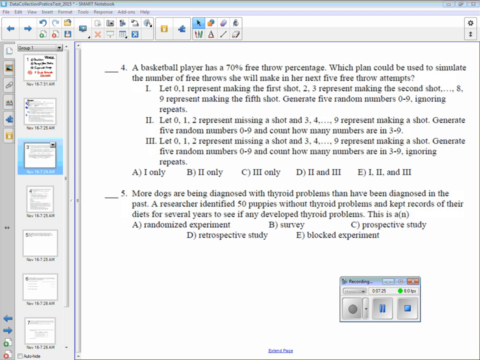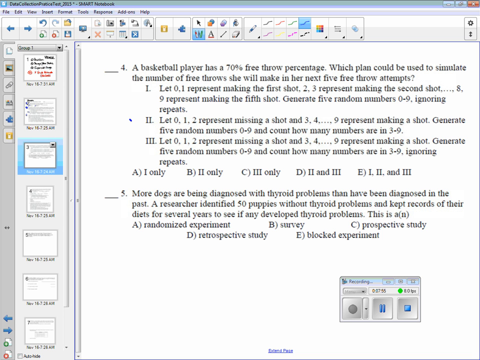So what we're looking at here, it says 0, 1, or 2 represents missing a shot. Is that correct in terms of the percentage? Do those add up? Because we have 3 out of the 10, so 30% misses. Well, if we have a 70% free throw percentage, that means she does miss 30% of them. Would you agree? So far we're okay. 3 through 9 represent making it, and then we're going to generate 5 numbers and count how many are in the 3 to 9 range. That sounds reasonable to me. So I think number 2 would work.